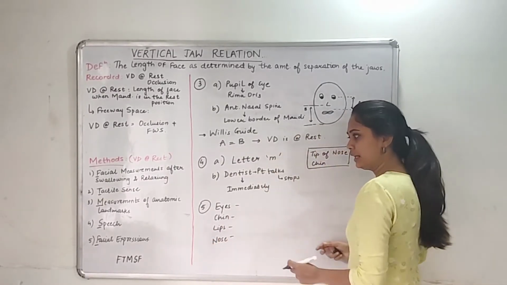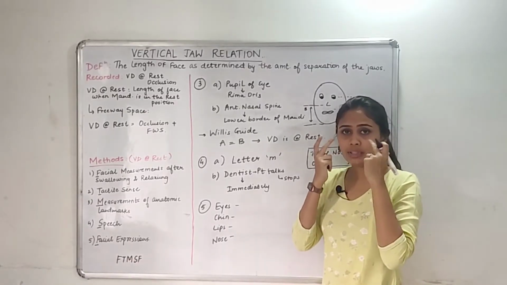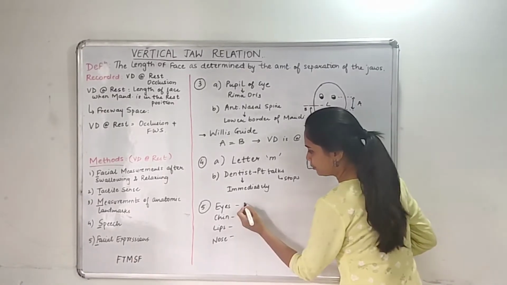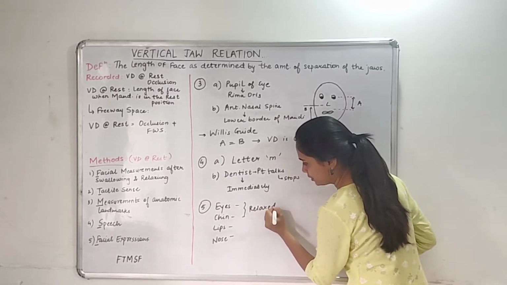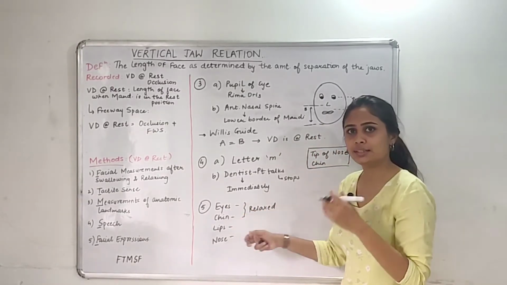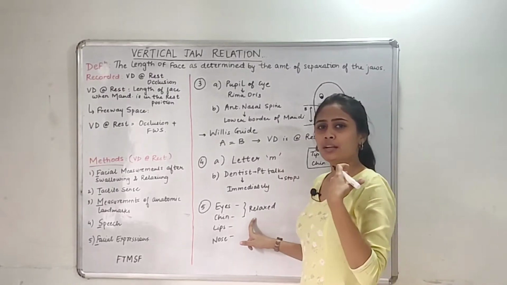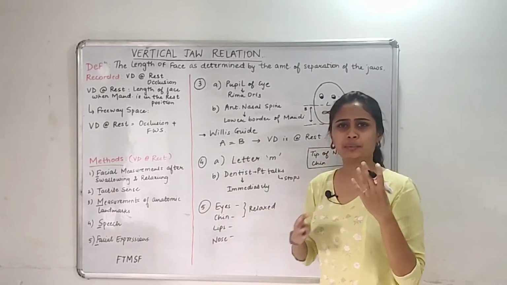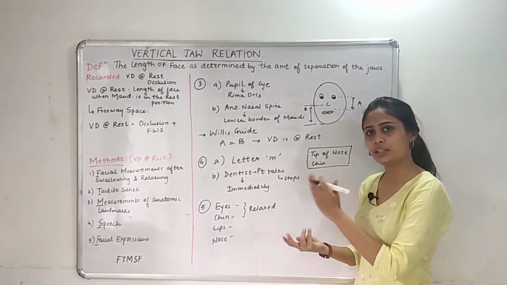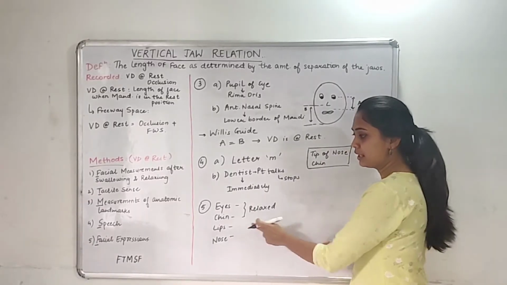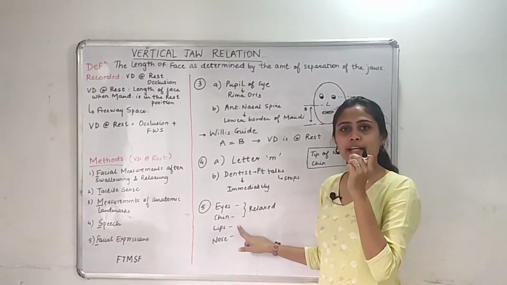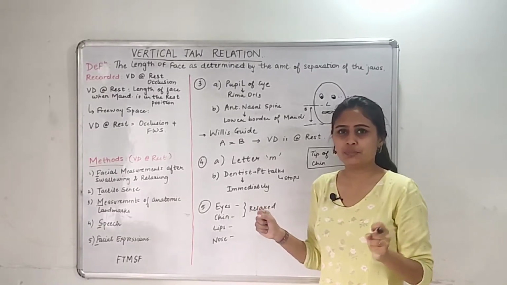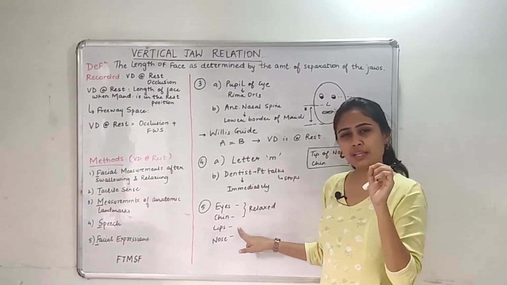Because we want the skin around the eyes and the chin to be relaxed. So if this skin is relaxed around the eyes and the chin, and they are unstrained, then we can hypothetically say that the patient has a vertical dimension at rest. The lips, in this point, should just be in slight contact. They should not be open. They should just be in slight contact.